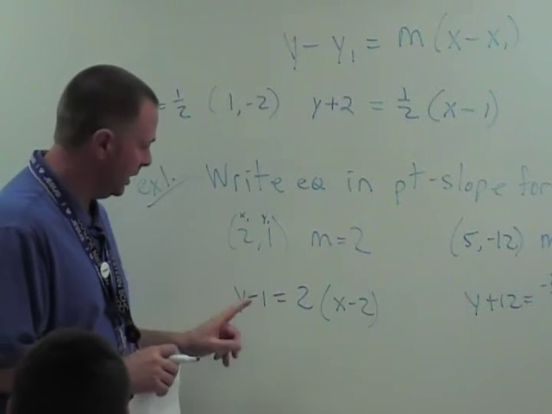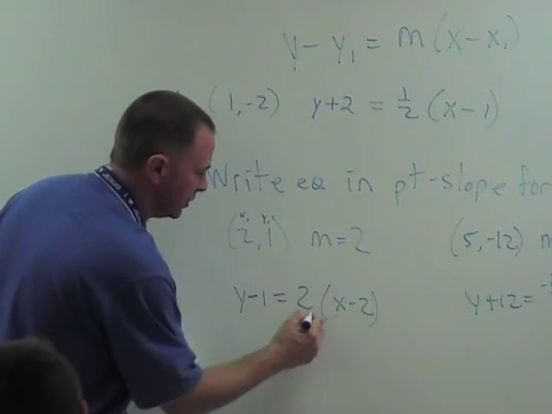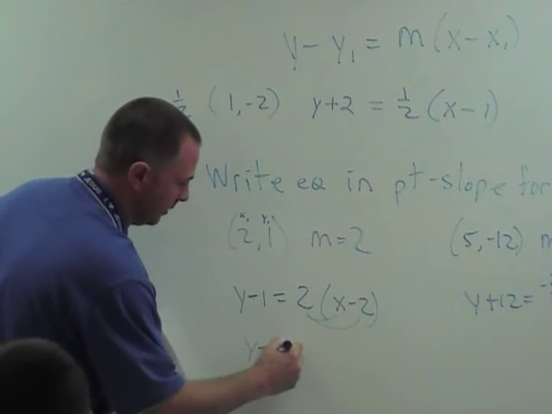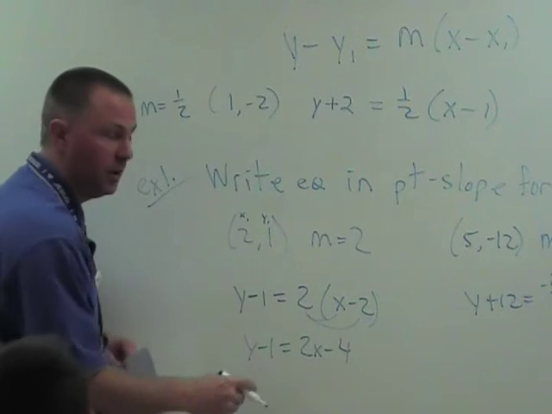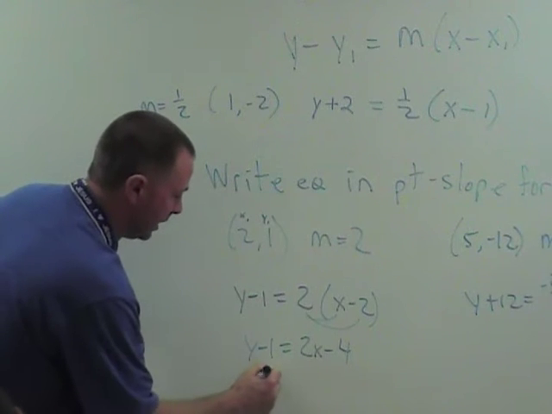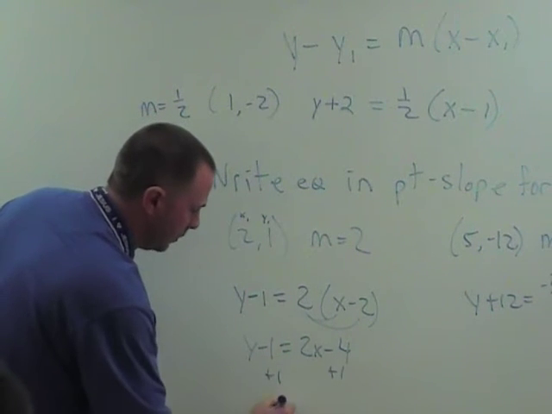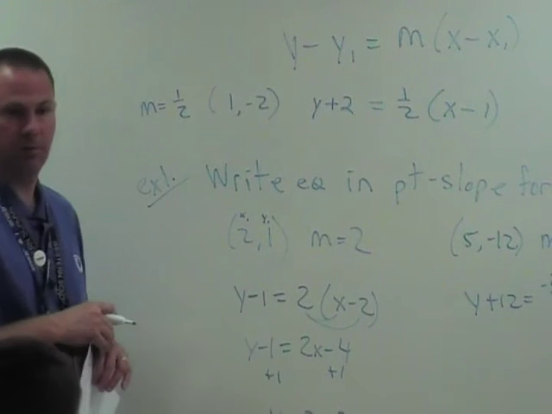Or you get y by itself here. Watch what happens when I do that. I'm going to distribute. This is not really in your notes. I'm just showing you that you can get slope-intercept form by distributing and then moving the 1 to the other side. So I add 1, and I get y equals 2x minus 3. It's now in slope-intercept form.